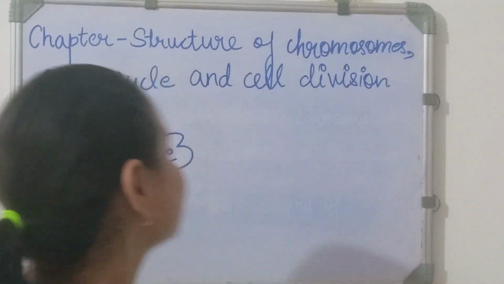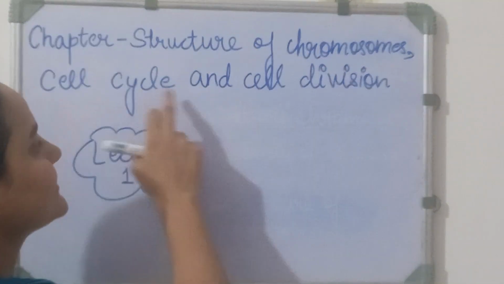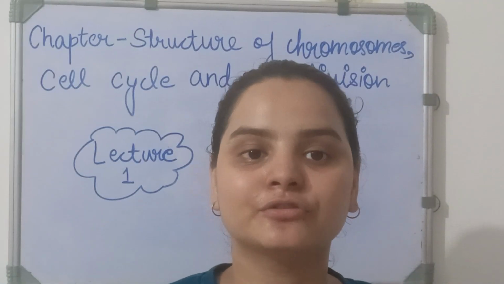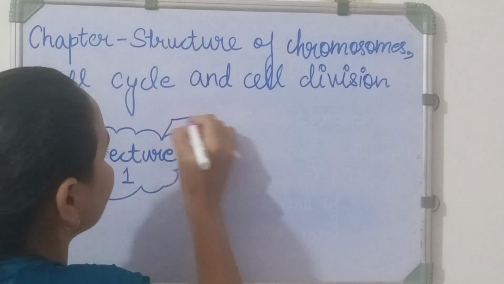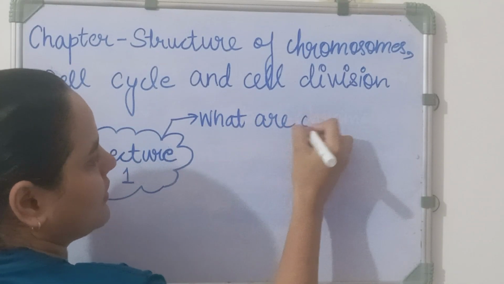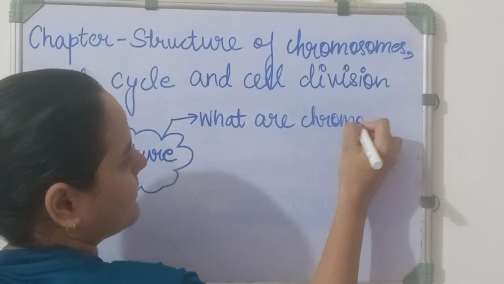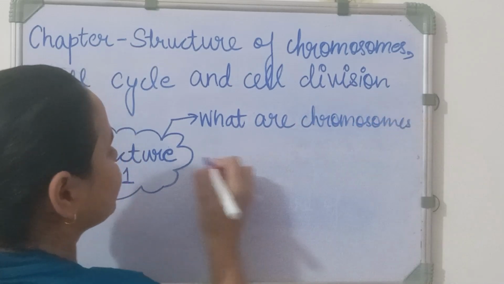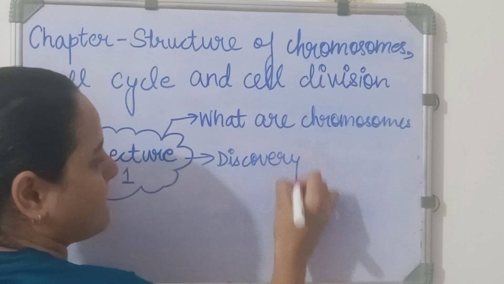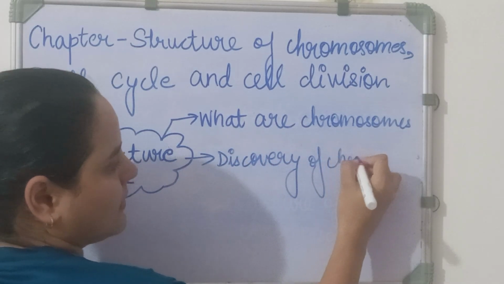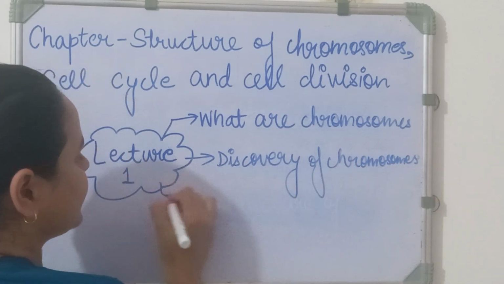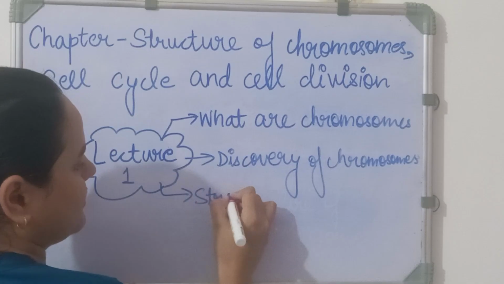So we are starting with the chapter Structure of Chromosome, Cell Cycle and Cell Division, and this is lecture 1. In this lecture we are going to cover topics like what are chromosomes, discovery of chromosomes, and the last topic, structure of chromosomes.